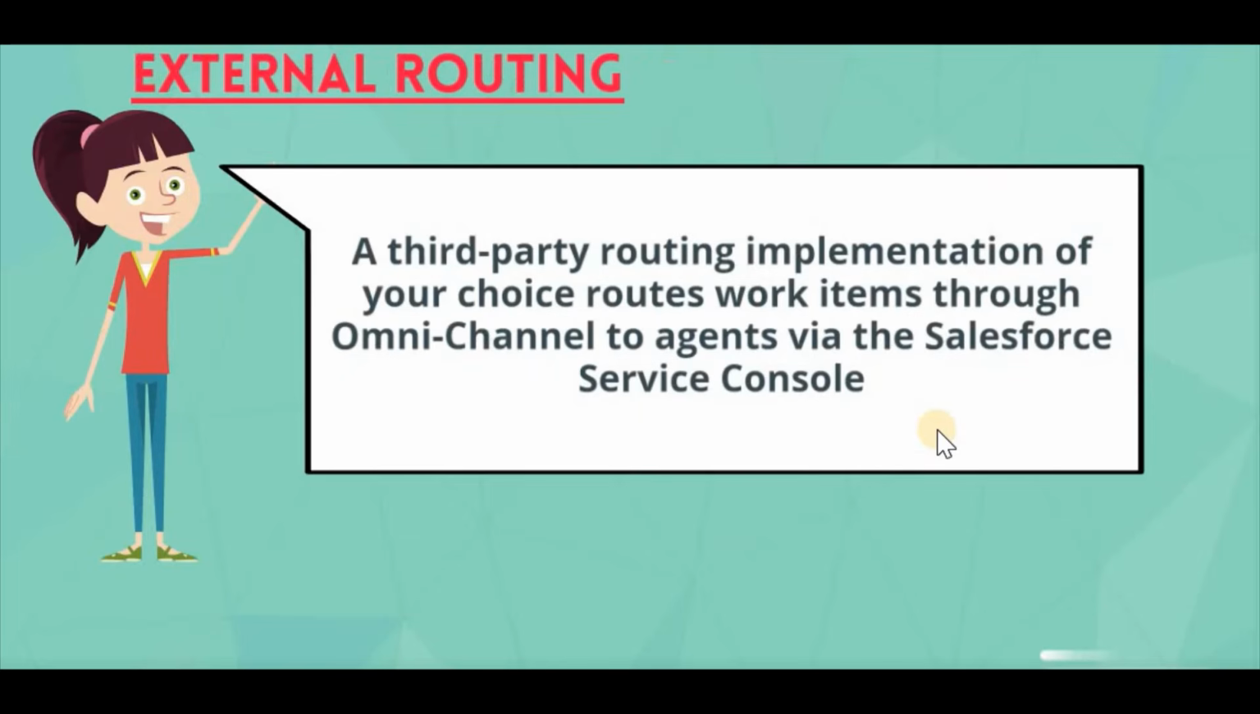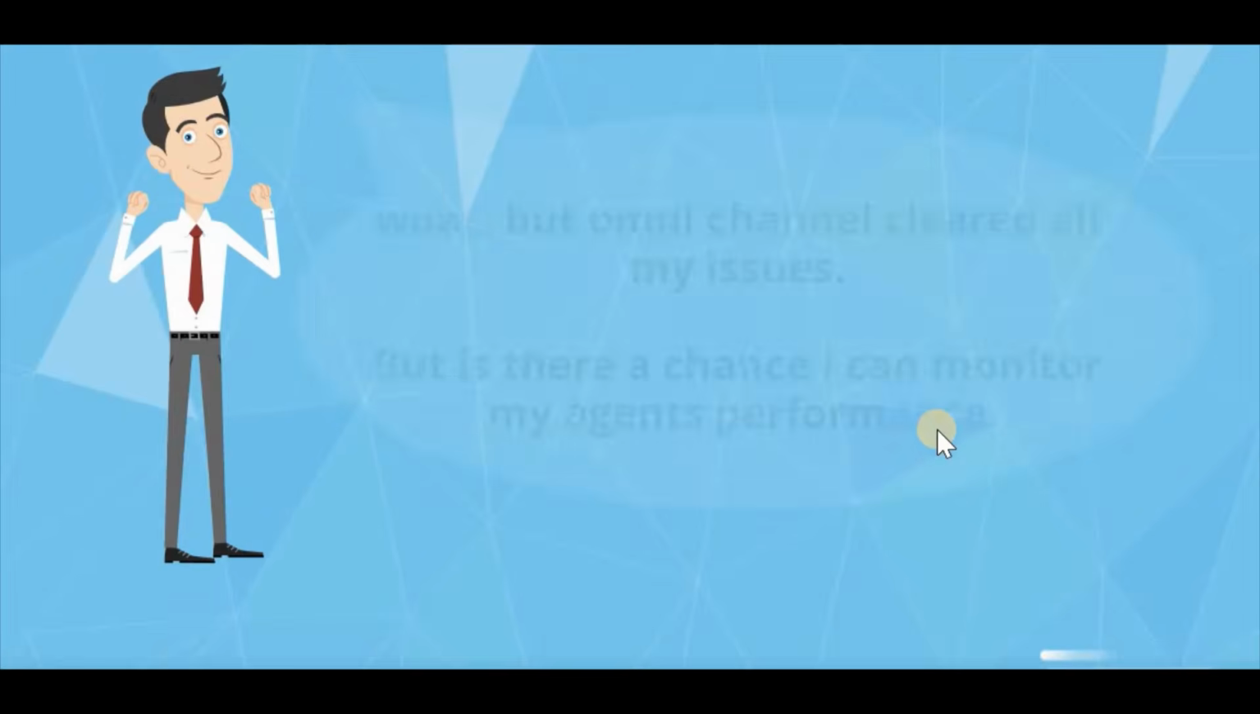I will add that into my list. Now we have another way of routing, which is external routing. Here a third party is involved. The third party routes the implementation and routes the work items through the OmniChannel to the agents. For now, if you have understood queue-based routing in OmniChannel, that is pretty much well and that should do.